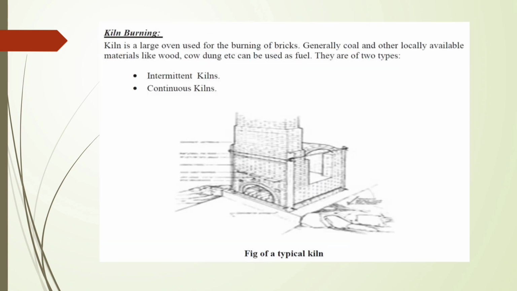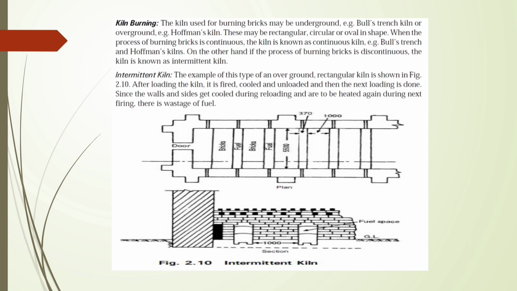Kiln burning. The kilns are used for burning bricks on a very large scale. The kilns may be divided into the following two categories: intermittent kiln and continuous kiln. This is the figure of a typical kiln. The kiln used for burning bricks may be underground, that is Bullstein's kiln, or overground, that is Hoffman's kiln.